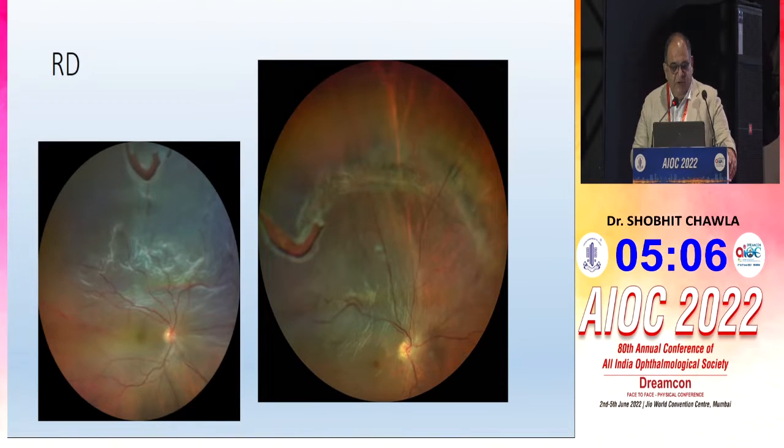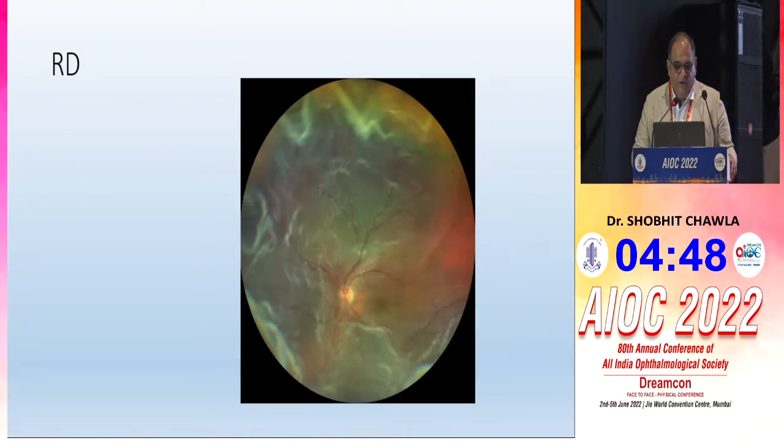In rhegmatogenous RD, we routinely image now to see and decide whether we would like to go ahead with a buckle or a vitrectomy in a particular case, and make our decision according to the configuration, size, and location of the breaks.